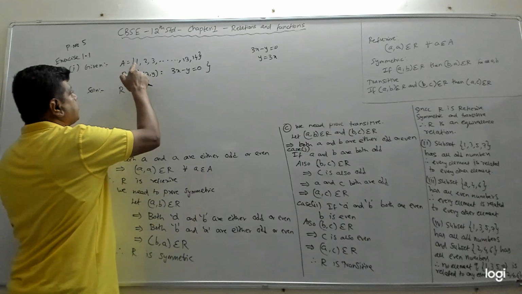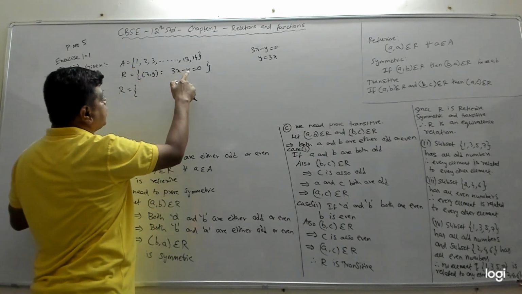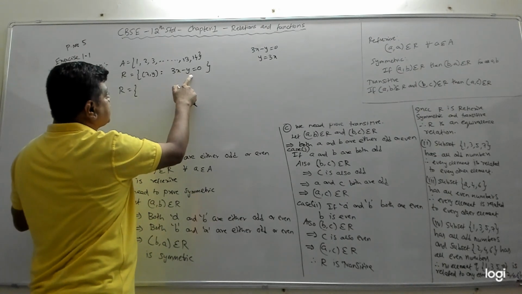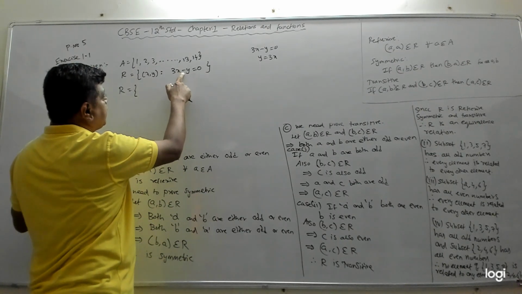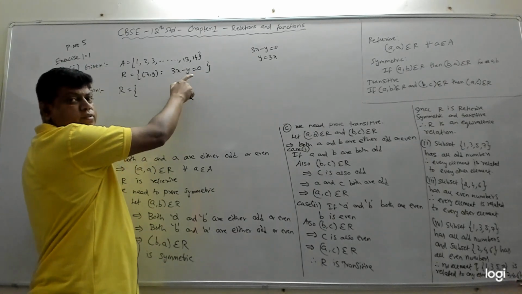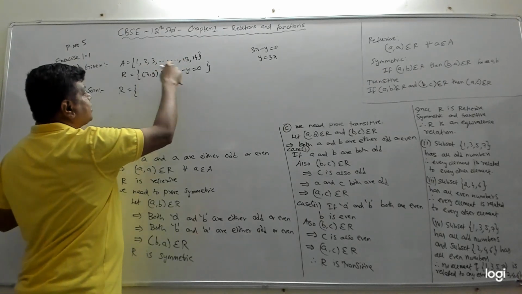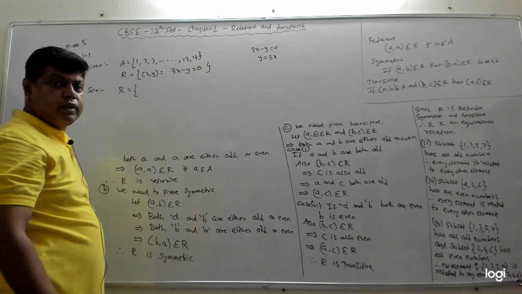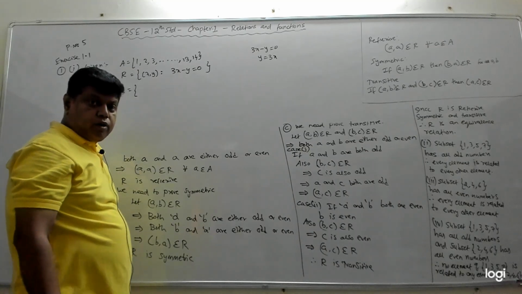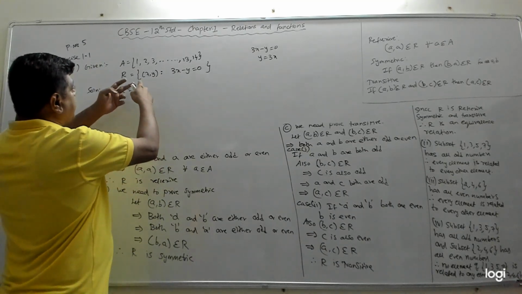Now 1, 1. Substitute x equal to 1 here, y equal to 1 here. Does it satisfy this? 3 into 1 is 3, minus 1 is 2, but we need to get 0. So it doesn't satisfy. Then we should do 1, 2. If we keep putting, no, we can't check all the 196 elements. It will take huge time. So what we can do instead is to write the relation.